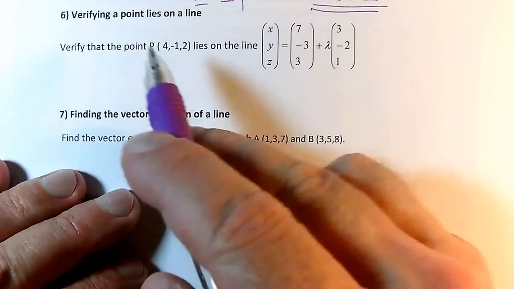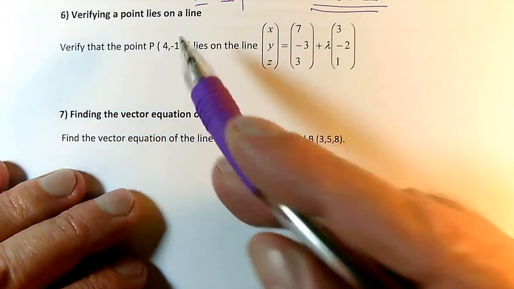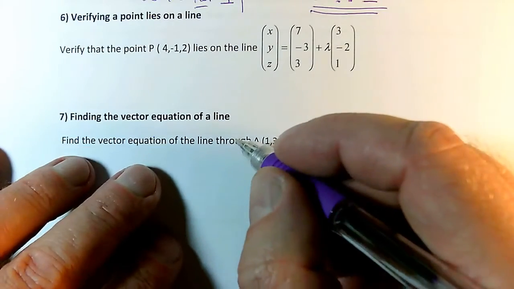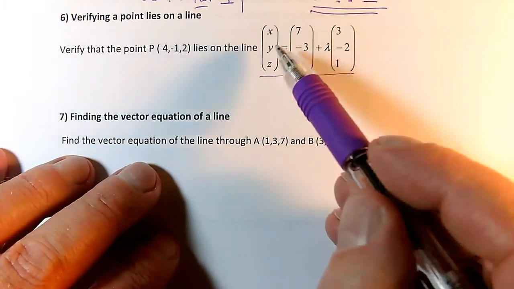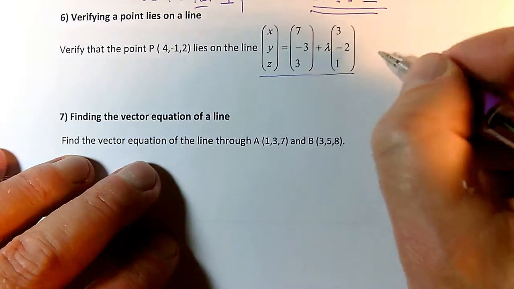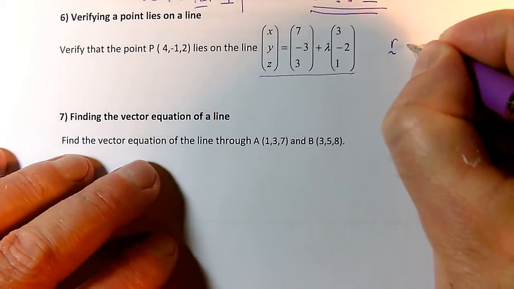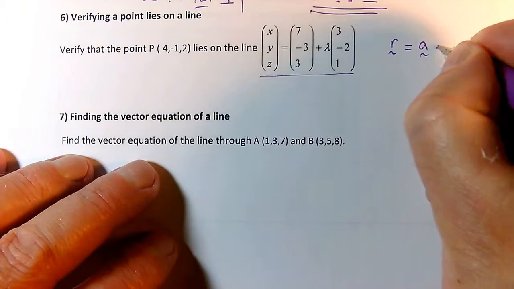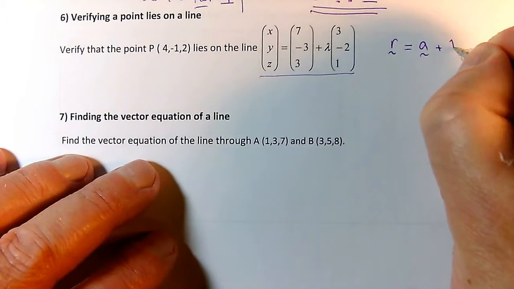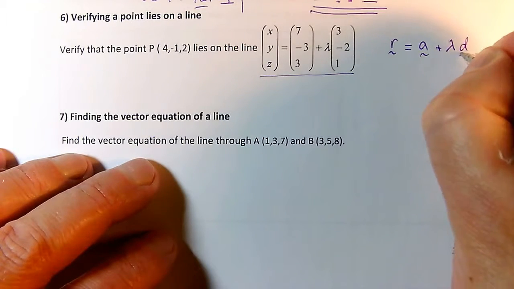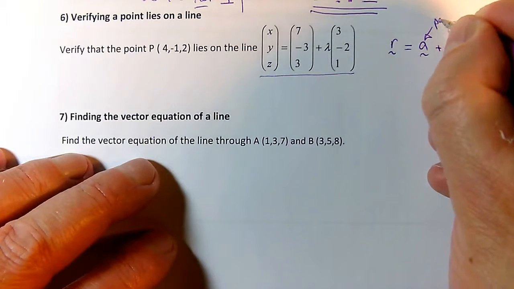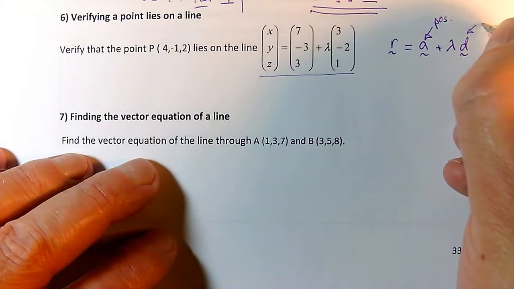Okay, on to section 6, verifying that the point lies on a line. So this is our first question involving the vector equation of a line. This often appears as r. What it says in your notes is that r equals a plus a parameter, which we often use the letter lambda for, times d, and that a is a position vector and d is a direction vector.